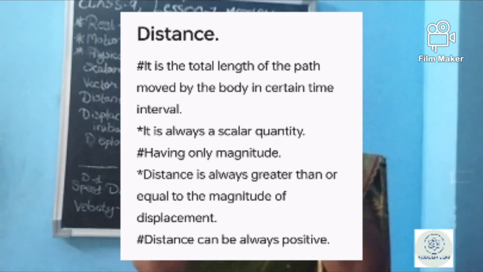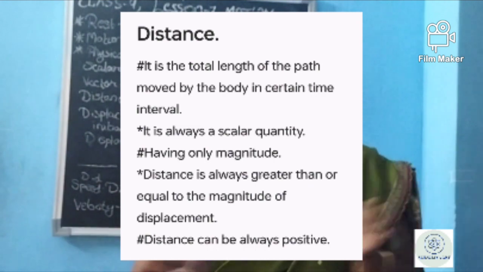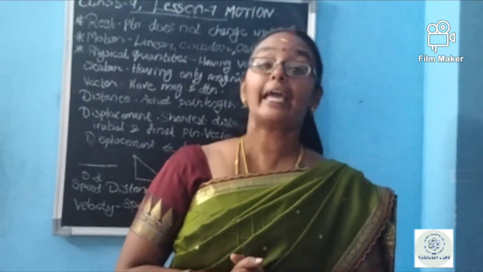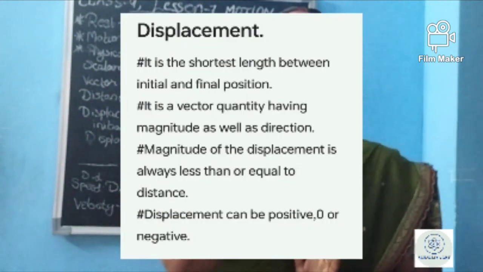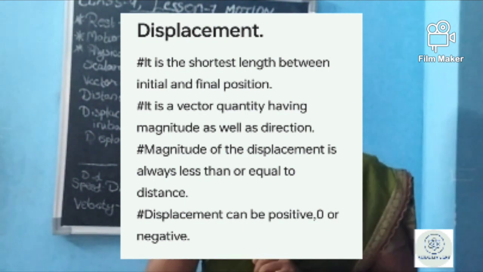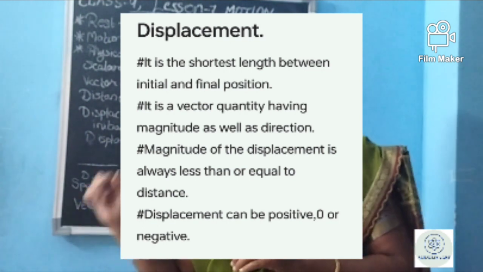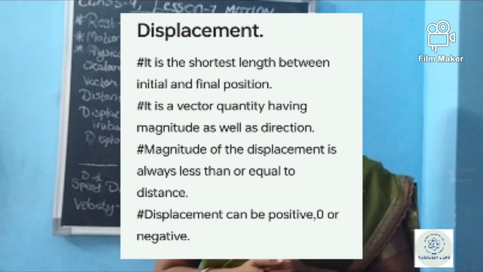Distance will never be negative. Distance will never be zero. Distance will be always positive. But in the case of displacement, it can be positive, it can be negative, as well as it can be zero. The displacement is less than or equal to distance.